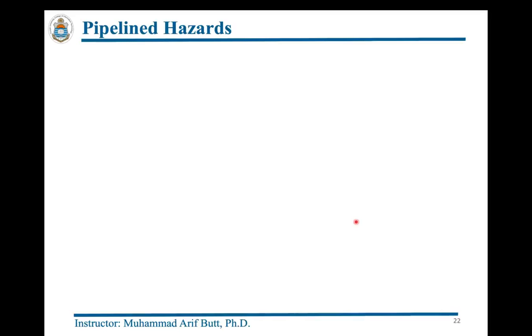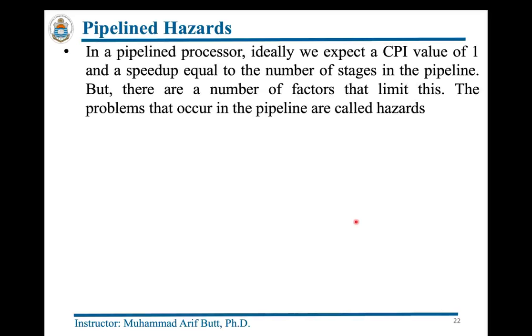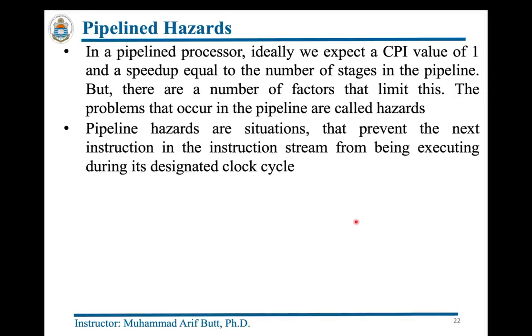Well, my dear students, in a pipeline processor, ideally we expect a CPI value of 1 and a speedup equal to the number of stages in the pipeline. But there are a number of factors that limit this. The problem is that there exist hazards inside an instruction pipeline.